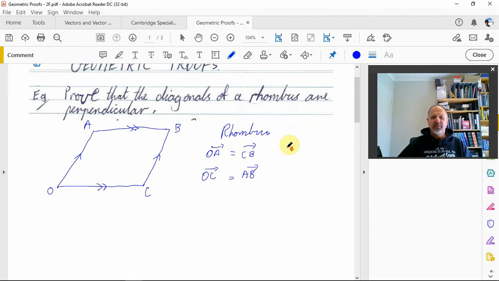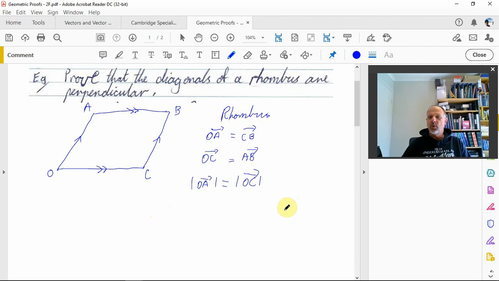Now, the other thing we know about a rhombus is that a rhombus is a square that's been pushed over. So what we then know is that the lengths of OA and OC are the same. So all of that so far is what we know because this thing's a rhombus.